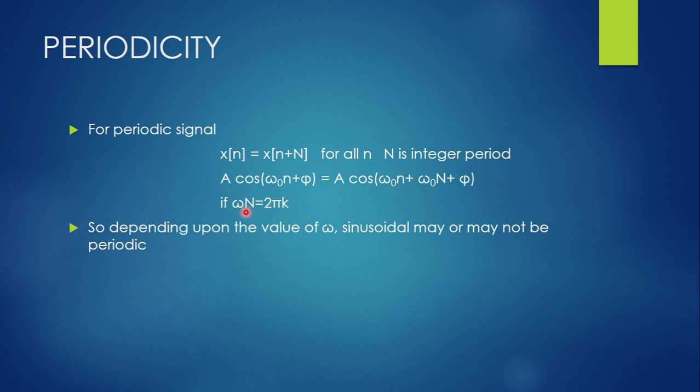So depending upon the value of omega, a sinusoidal signal may or may not be periodic. That is a very important difference between the continuous signal and the discrete signal. In a continuous signal, we can have any value of omega. But in the case of the discrete signal, we cannot. For some values of omega, the sinusoid may be periodic. For some values of omega, the sinusoid may not be periodic. We will take examples to make it more clear.